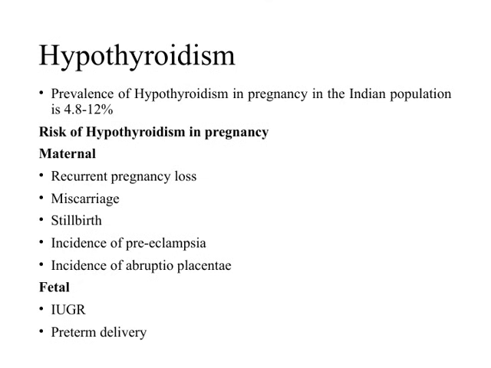On the fetal side, hypothyroidism can contribute to intrauterine growth restriction, or IUGR, meaning the baby may not grow as expected in the womb. It also raises the risk of preterm delivery, which can lead to additional health challenges for the newborn. Connecting all these points, it's clear that hypothyroidism isn't just a thyroid issue. It has profound implications for pregnancy outcomes. That's why early detection and proper management are key to improving both maternal and fetal health.